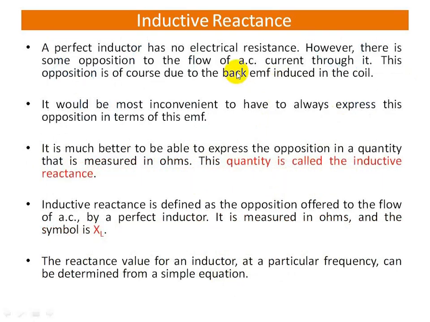Coming to the inductive reactance, the quantity which opposes the flow of current in the inductor is called inductive reactance. Inductive reactance is defined as the opposition offered to the flow of AC by a perfect inductor. It is measured in ohms and it is indicated by XL.